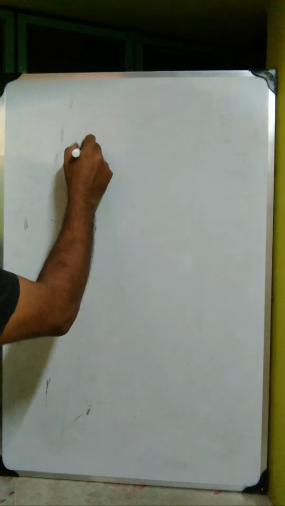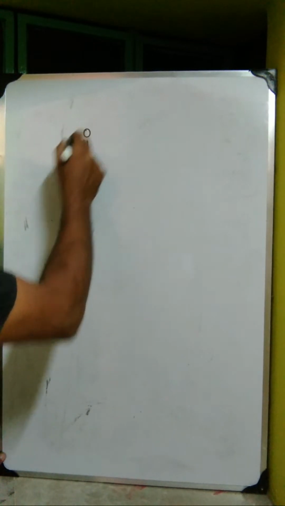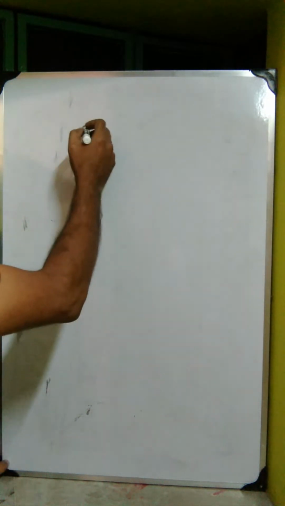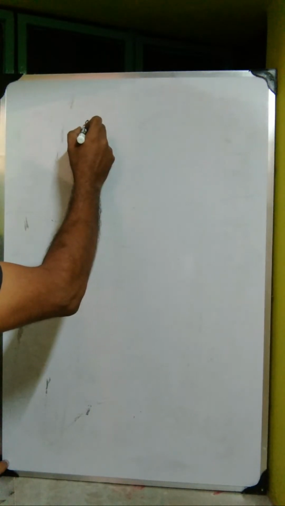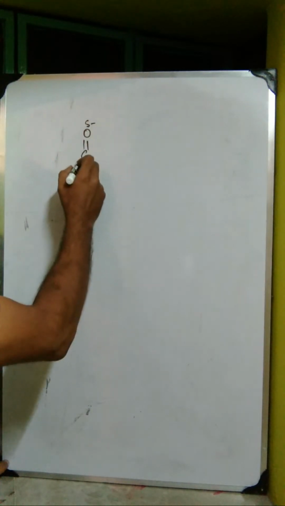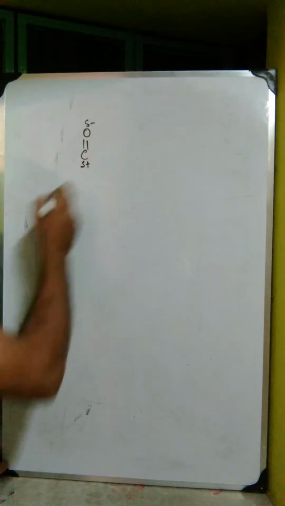First of all, aldehyde and ketone both have a common thing: both have a C double bond O group in their molecule. Now in this C double bond O group, oxygen is more electronegative than carbon, so the bond pair electrons are shifted more towards the oxygen atom, giving rise to a partial negative charge on the oxygen atom and a partial positive charge on this carbon. So this is the electrophilic center where a nucleophile can attack.